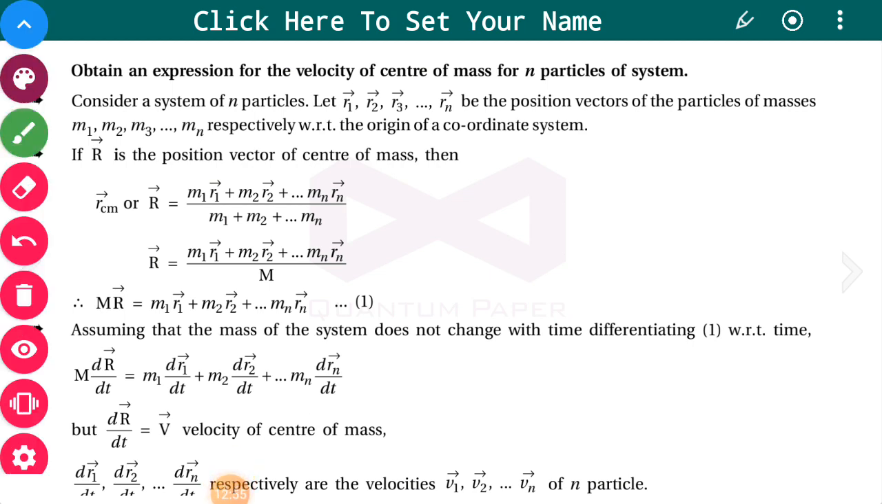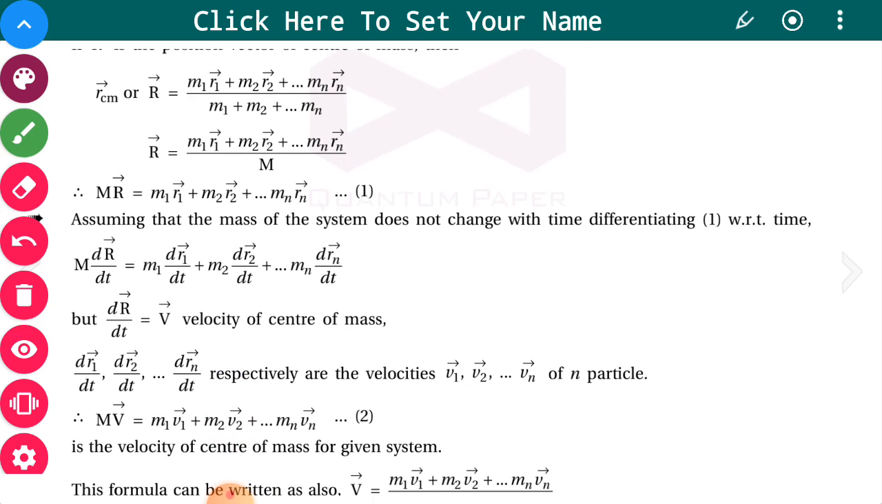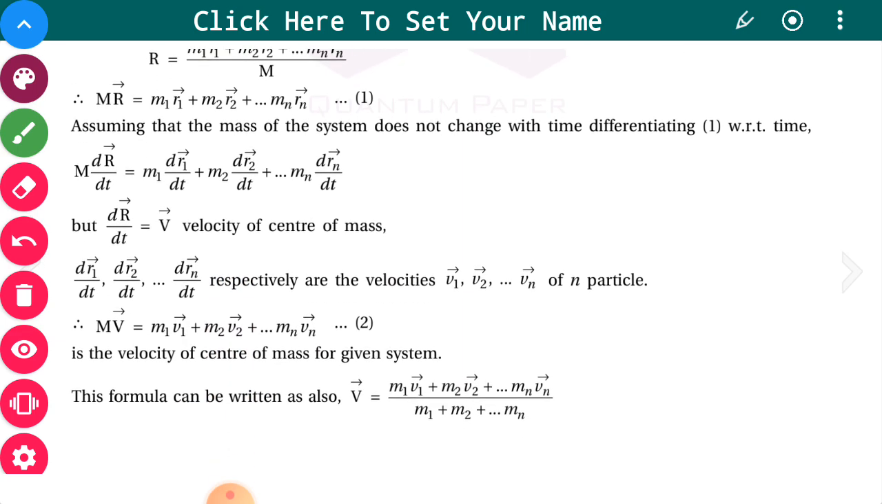Now if it is asked to obtain the expression for the velocity of center of mass, it is very easy to find. First of all, write the coordinate of the center of mass: R is equal to (m1 r1 + m2 r2 + ... + mn rn) upon (m1 + m2 + ... + mn). This is the total mass, so it is replaced by capital M, which is multiplied in the next step. So MR is equal to m1 r1 + m2 r2 + ... + mn rn. If you differentiate, then dR by dt you will get, and that dR by dt is the velocity of center of mass.